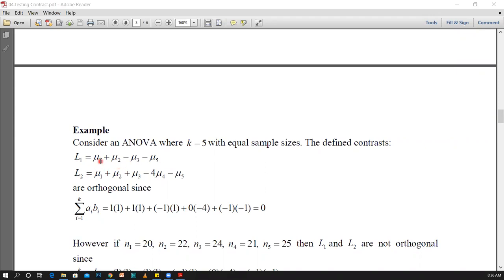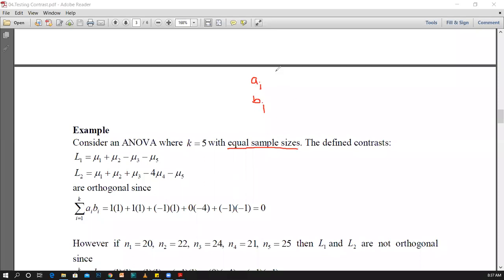The first contrast is mu1 plus mu2 minus mu3 minus mu5. The second contrast is mu1 plus mu2 plus mu3 minus 4 times mu4 minus mu5. Now you have to check whether these contrasts are orthogonal or not. To check this, first of all you have to identify the ai values and bi values, and here we do not need to identify ni values. It is because they have given that we have to consider equal sample sizes.